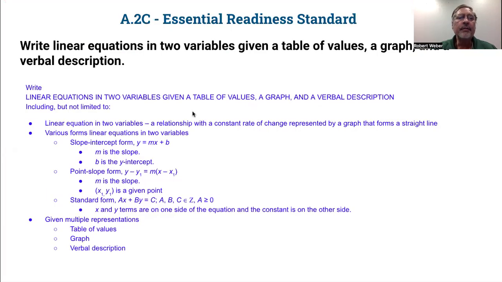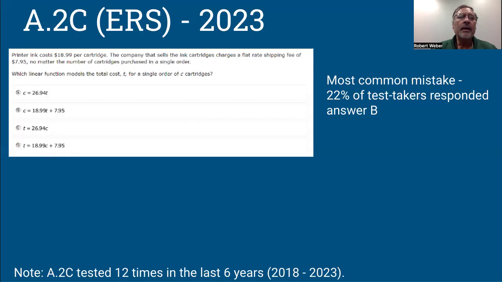A little additional information. A2C, of course, has been tested frequently, 12 times in the last 6 years. I will be adding the 2024 data on here, but you can see one of the most recent questions from 2023.